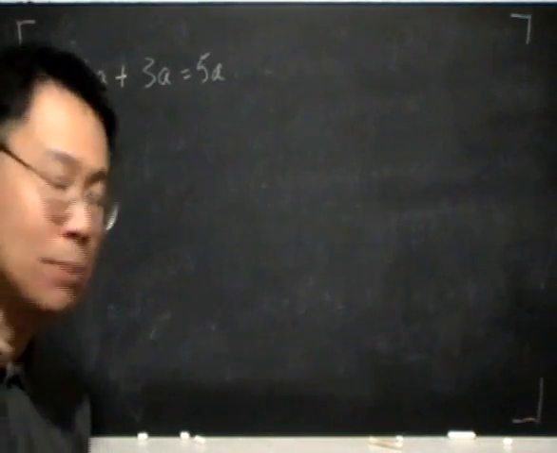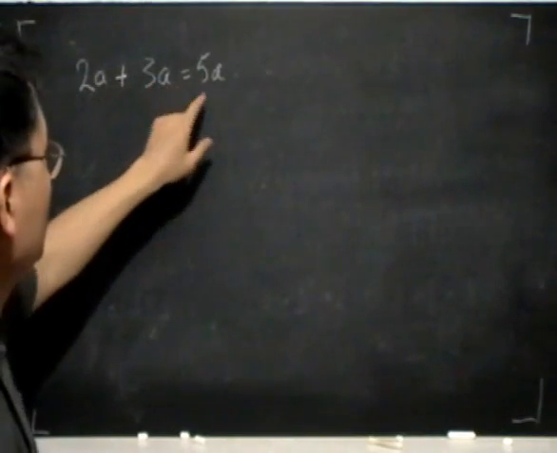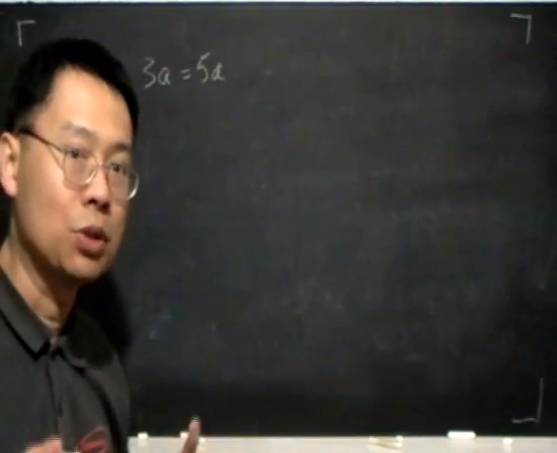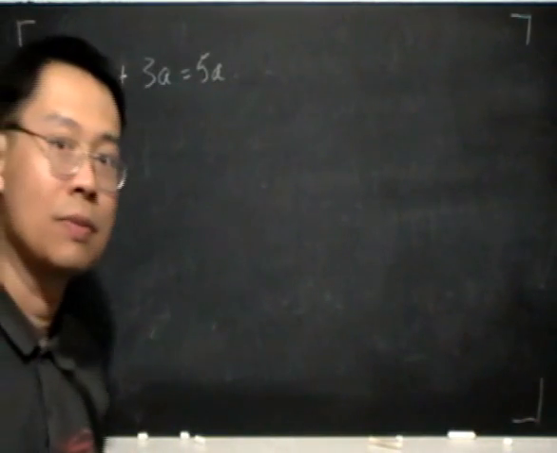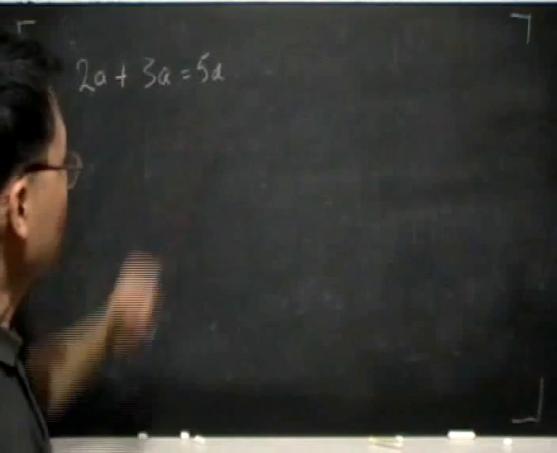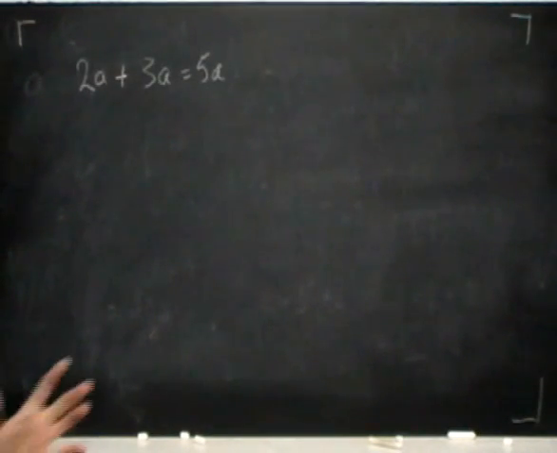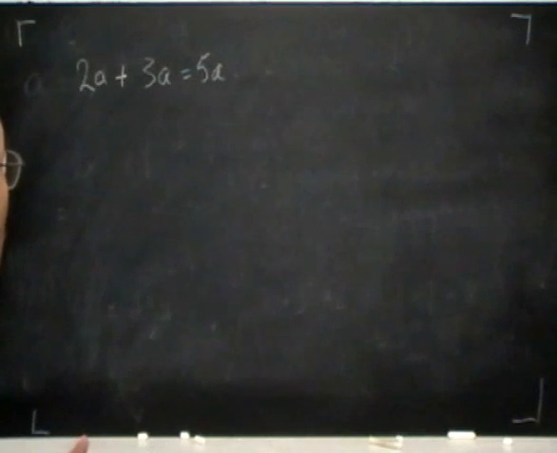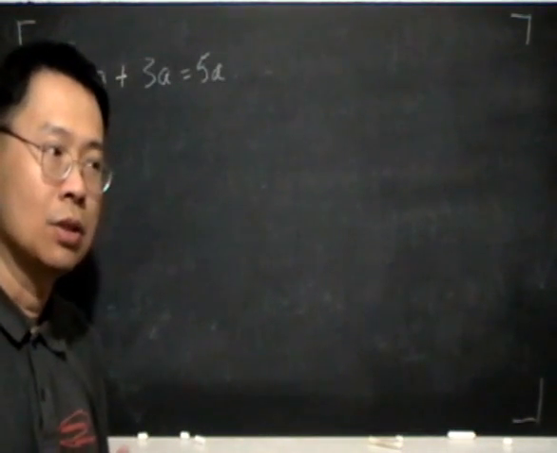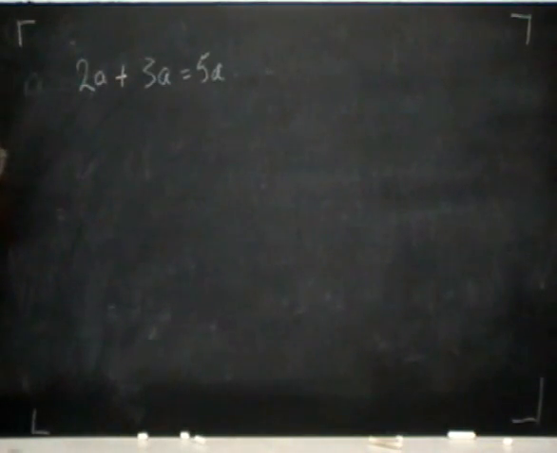So we have just simplified 2a plus 3a into 5a. You would agree that 5a looks simpler than 2a plus 3a. Alright? Now that's the simple physical way to think about it. Mathematically, we can also think about it this way.